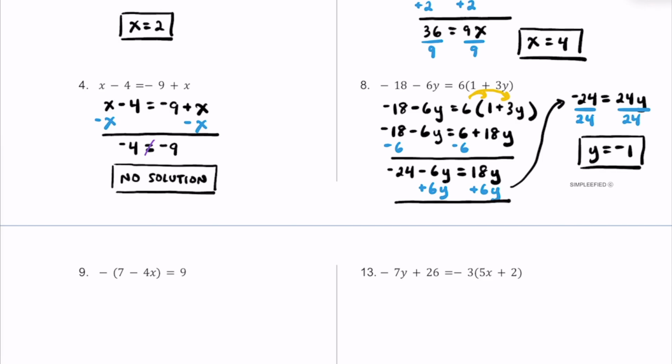And maybe you did, or maybe you didn't notice, but this is the exact same problem as number 6. So if you got the same answer, then good job.